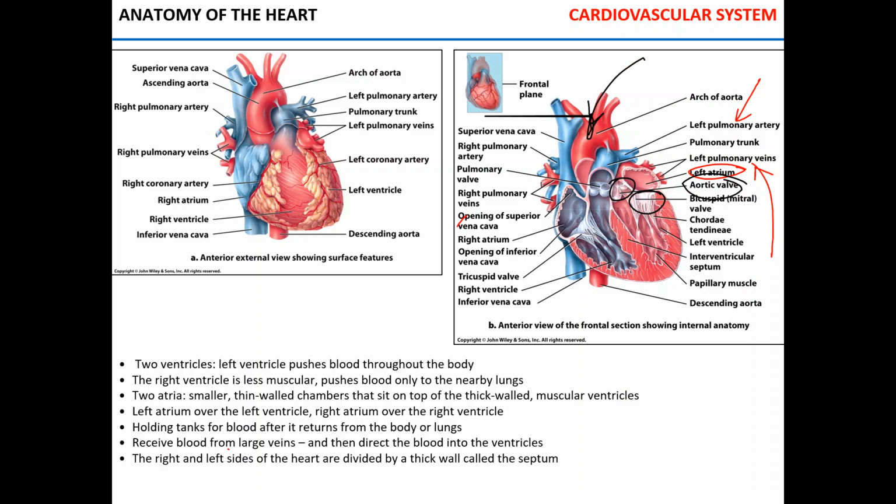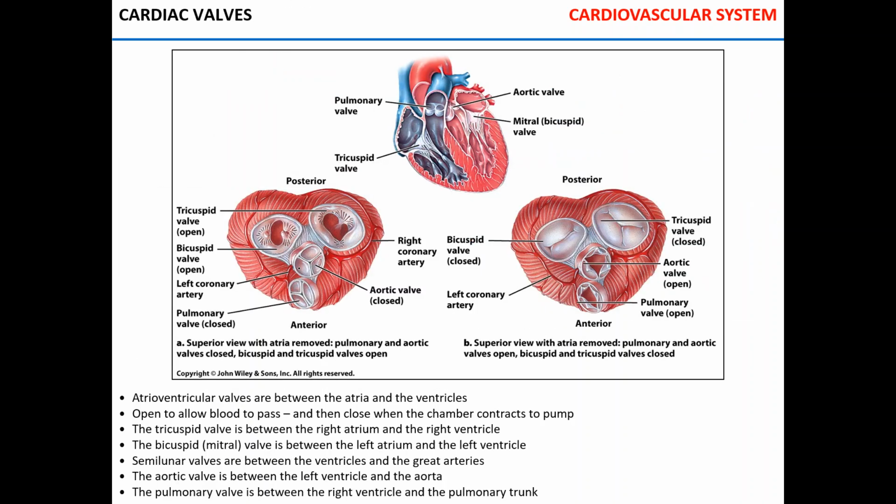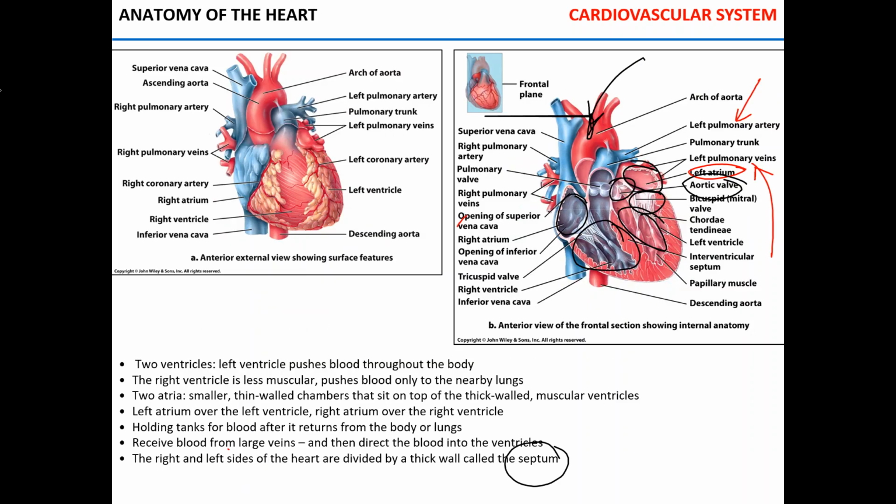You can clearly see that atria and ventricles are separated one from another. So atria are separated by so-called atrial septum, and ventricles are separated by the interventricular septum.